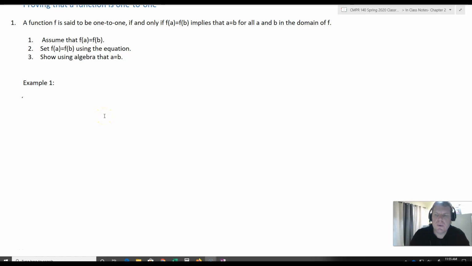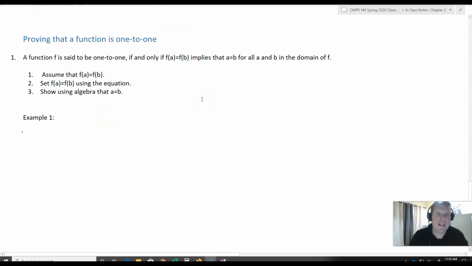So now what we want to do is talk about how we go about proving that a function is one-to-one. That is, to use proof in order to show that the function is in fact one-to-one. Kind of understand the concept, right? Now we need to get to that next mathematical level where we actually go out and prove it.